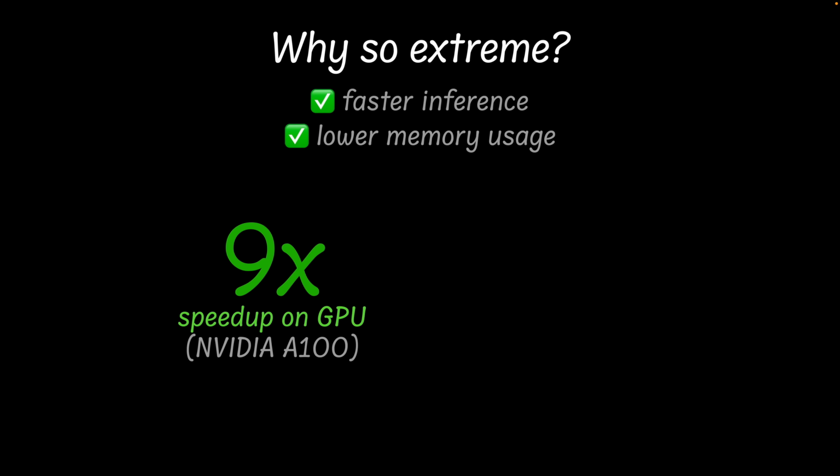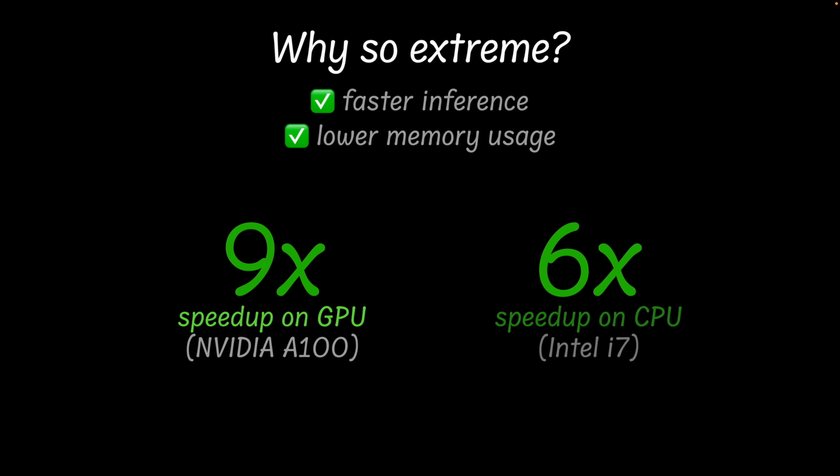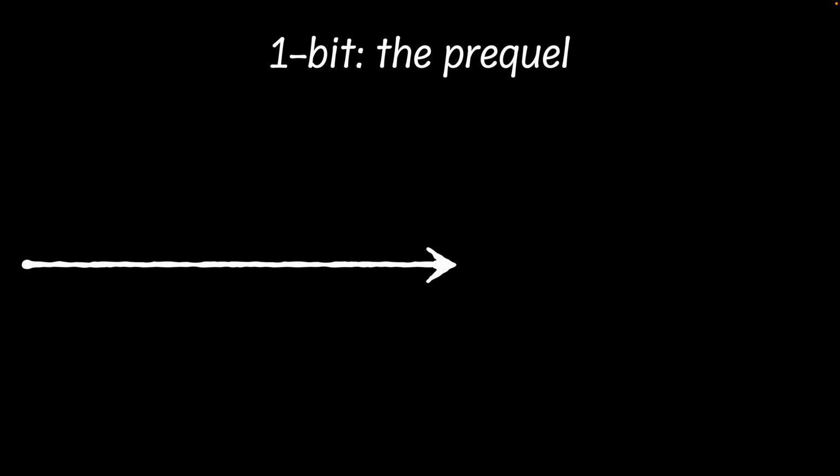So, one-bit LLMs aren't just academic, intellectual candy, they do translate to real-world gains. BitNet runs inference 9 times faster on GPUs and 6 times faster on CPUs compared to full precision models with the same parameter count.